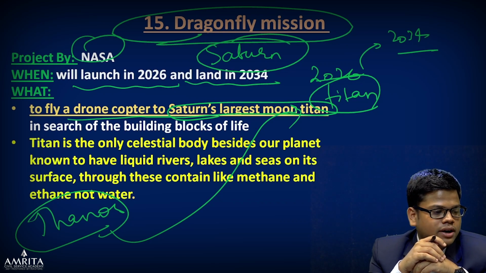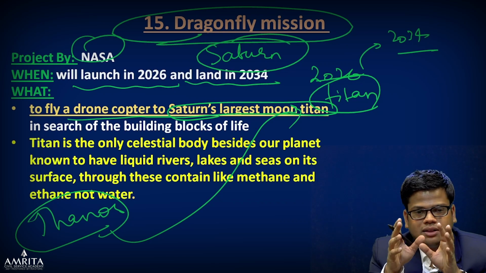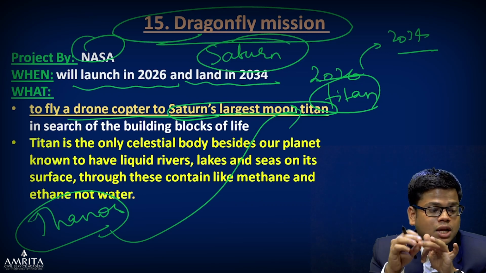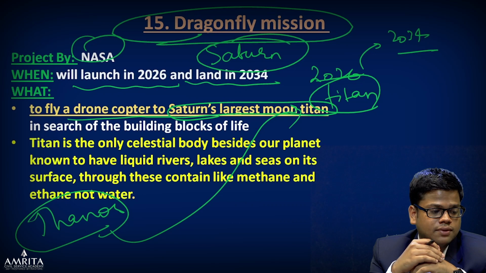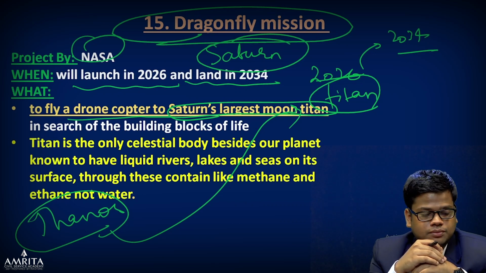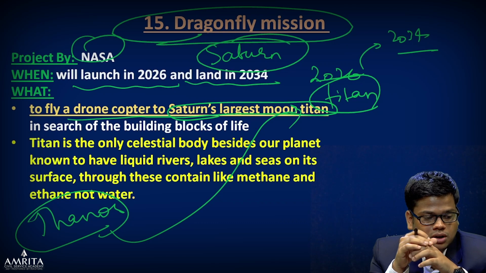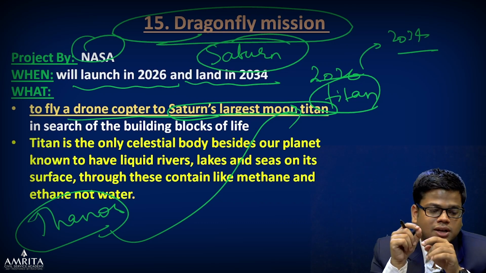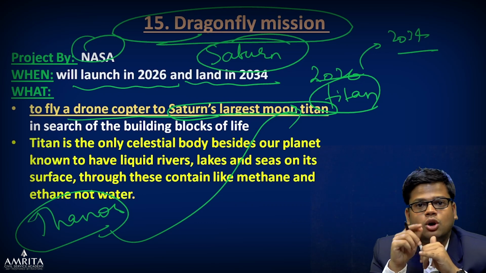Titan, the moon of Saturn, is the only celestial body besides our planet to have liquid rivers, lakes, and seas on its surface. Though these contain high methane and ethane, not water. These liquid lakes are liquid, but they consist of methane and ethane, not water.